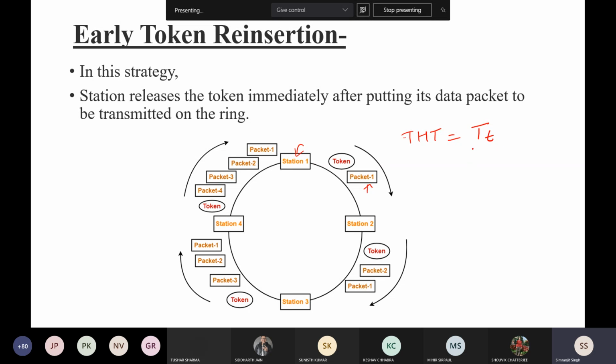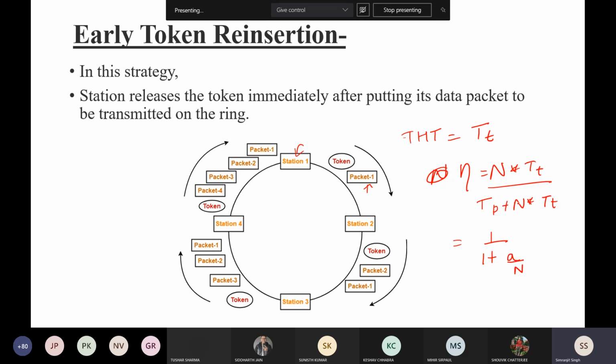So the token holding time for it is only TT here. Station 1 is holding the token for only TT amount. Now you just have to put TT in the same efficiency formula, which was N into TT over TP plus N into THT. Okay, so what is THT here? It is TT. So when you solve it out, it will become 1 over 1 plus A over N.